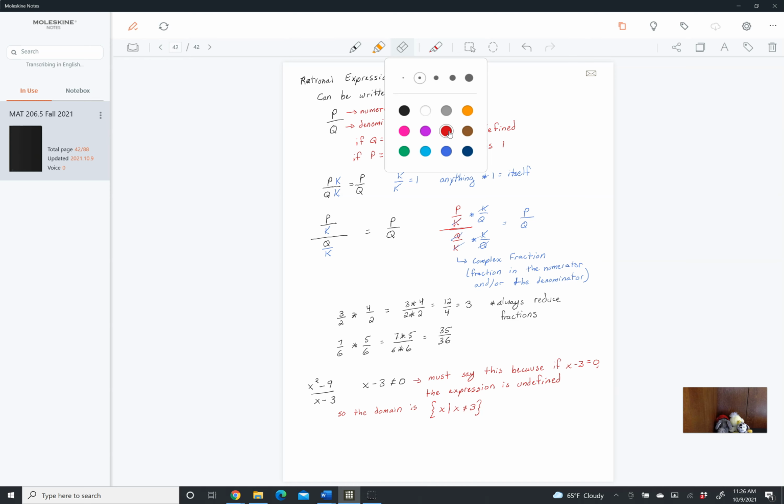Okay, so we will be talking about domain throughout these, okay? And at some point, we're going to say, okay, let's assume that our answer is within the domain, assume that we're working within the domain, okay? So just one more thing to mention. A minus B over A minus B is equal to 1.